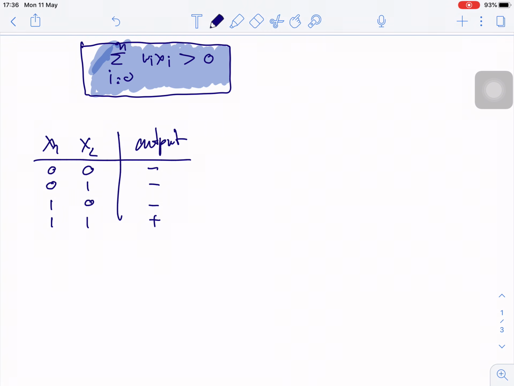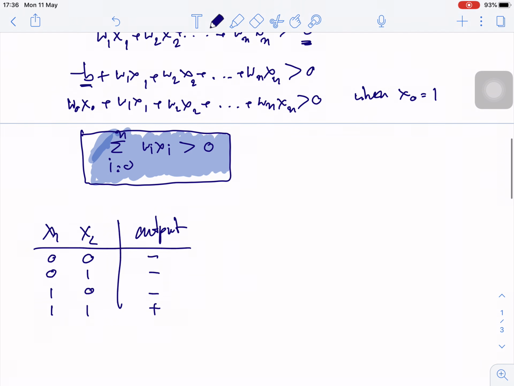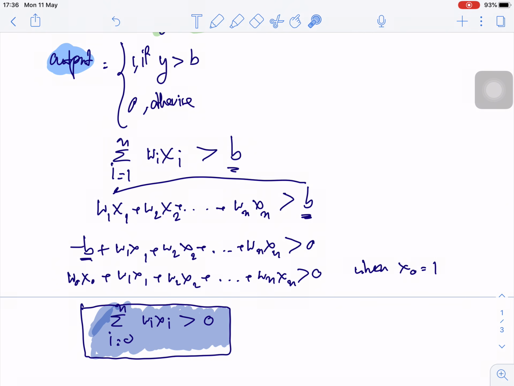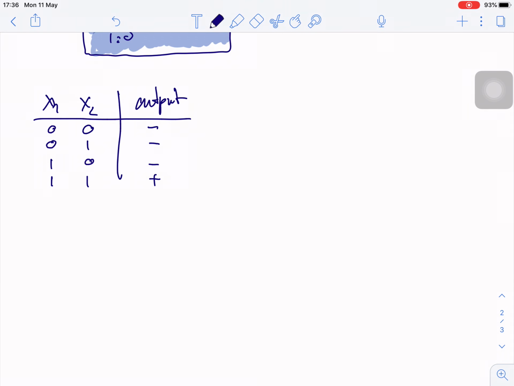right? Or if you think that if the summation of the input is greater than 0, the output will be 1. If not, it will be 0. So you can think that this one will be 0, 0, 0, and 1. It depends on your setting.